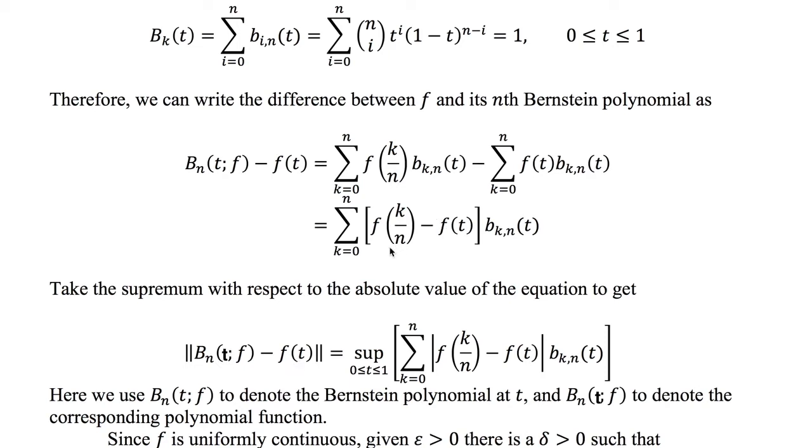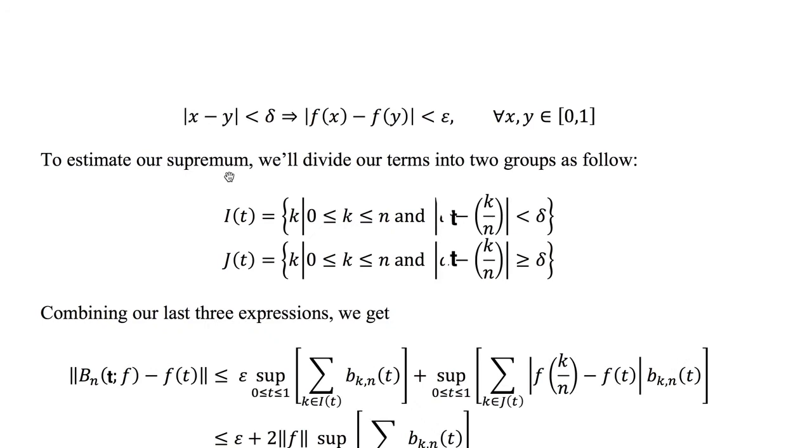Well, first of all, let's recall that f is a continuous function on a compact set, which means that it is uniformly continuous on this interval. And that means for all epsilon greater than 0, there is a delta greater than 0 such that as the absolute value of x minus y is smaller than delta, then the absolute value of f(x) minus f(y) is smaller than epsilon for all x, y inside the interval 0 to 1.